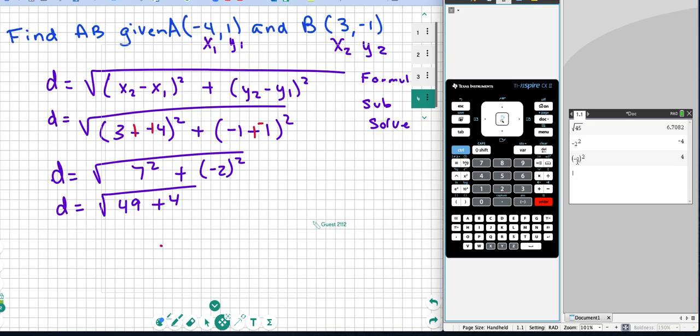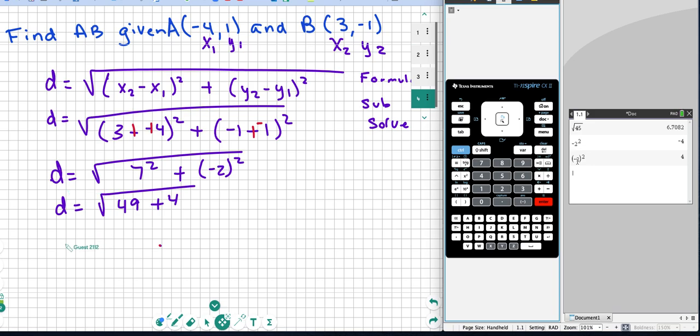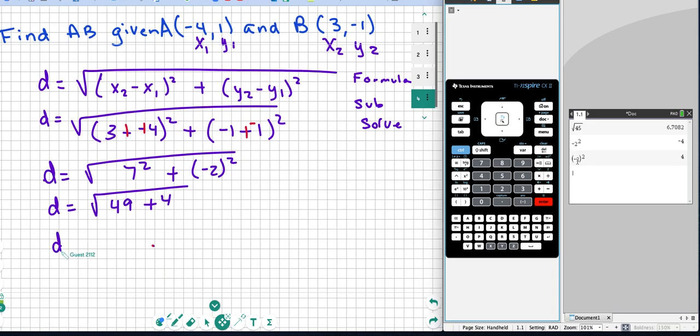So now I'm going to go ahead and do D is equal to the square root of 49 plus 4. It's going to give me 53, the square root of 53. So Control, square root, 53, round to the nearest tenth, and that will give me D is approximately 7.3. And now you know how to work the distance formula.